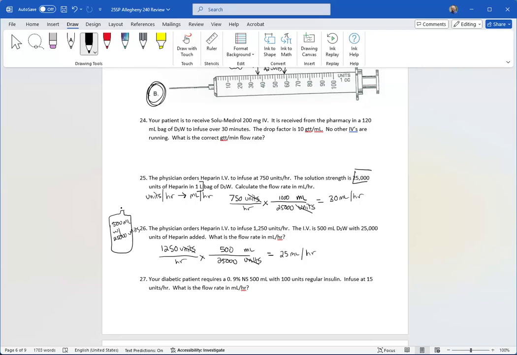So what I can do is I could put 500 milliliters on top, 25,000 units on bottom, or I can reverse that and put 25,000 units on top, and then the 500 milliliters on the bottom, depending on how we're needing to set that up.